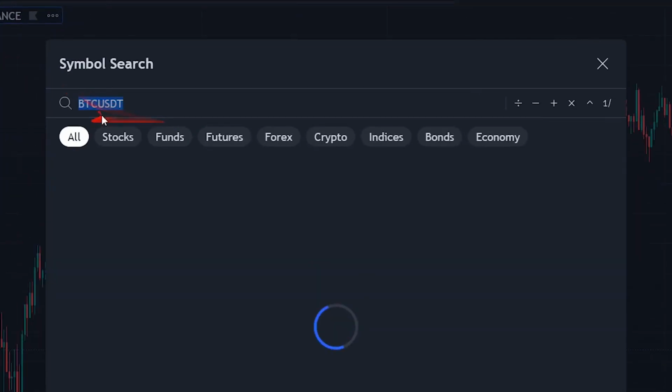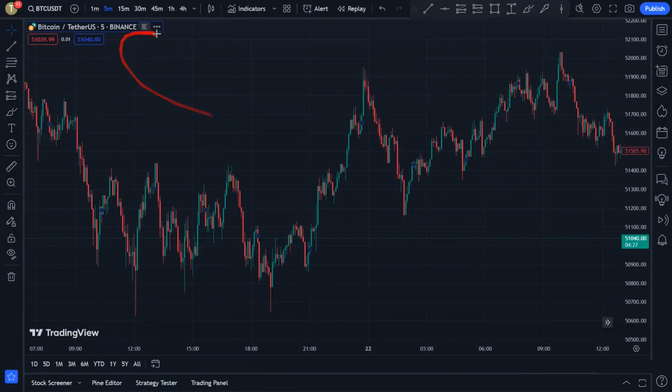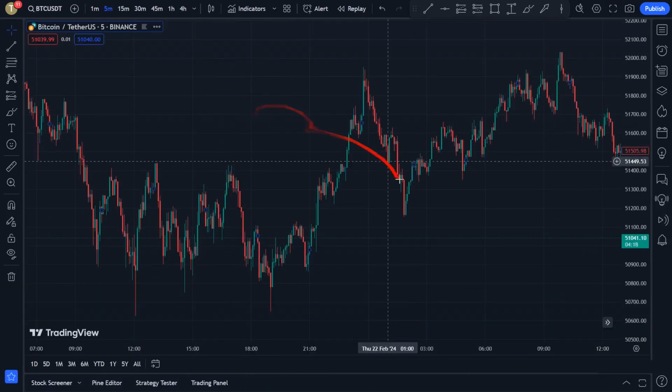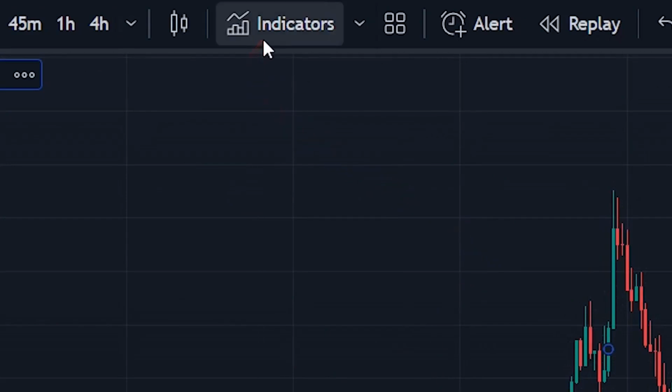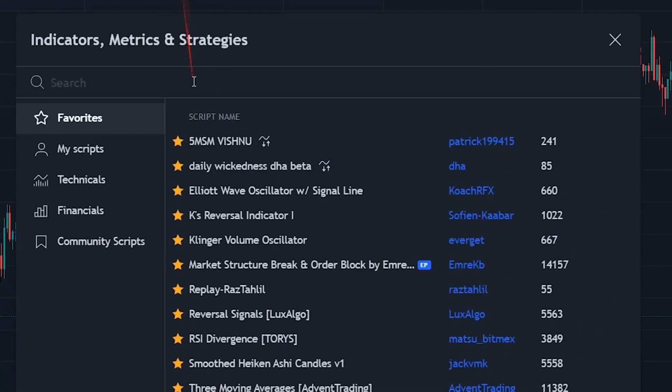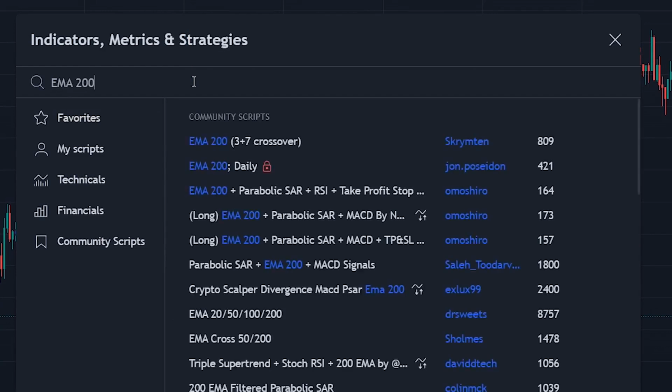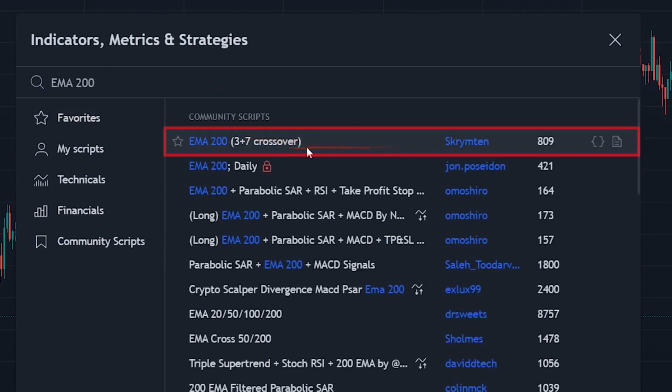After you have selected your symbol, set your time frame to 5 minutes, which is a very good time frame for traders and scalpers. The next step is to add the first indicator to our chart. To do this, simply search for 200 EMA 3+7 crossover in the search box of the indicator and add it to your chart.